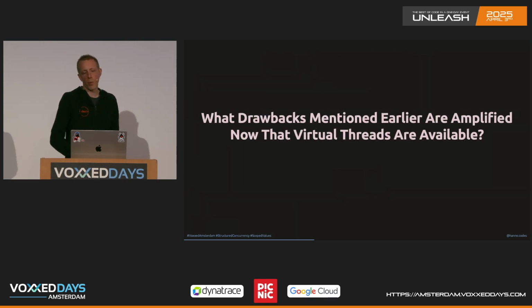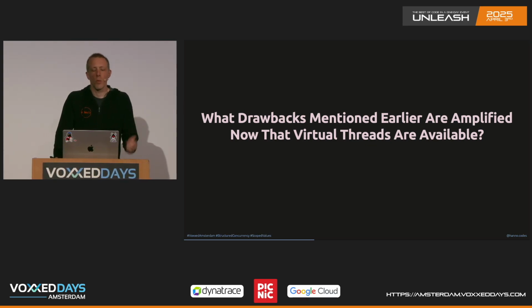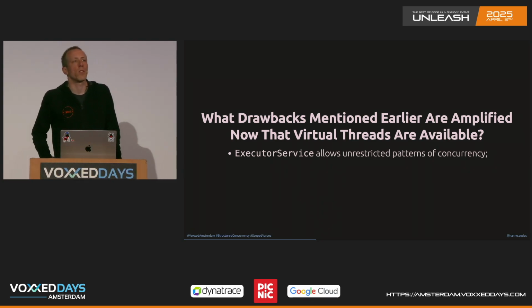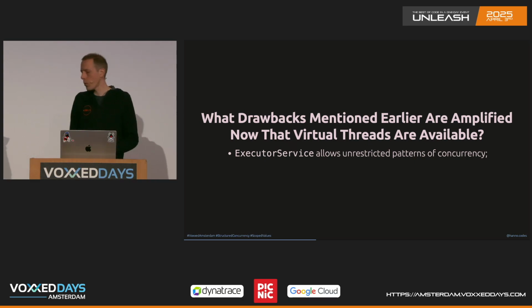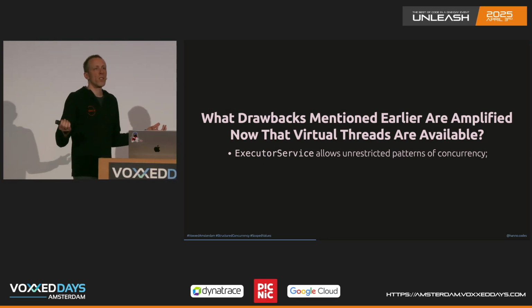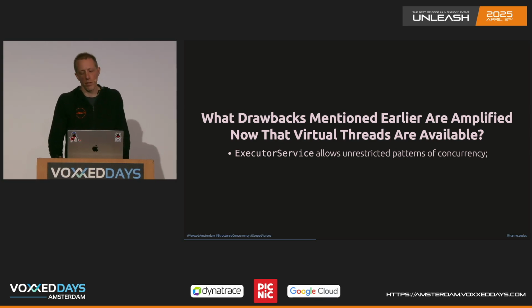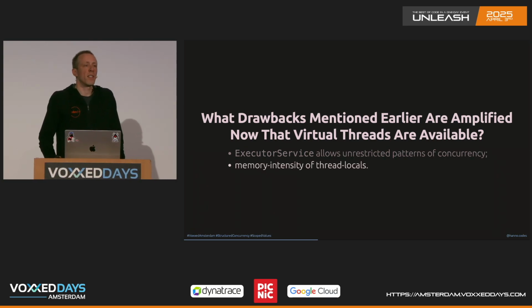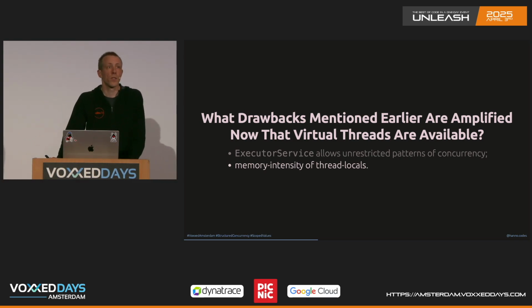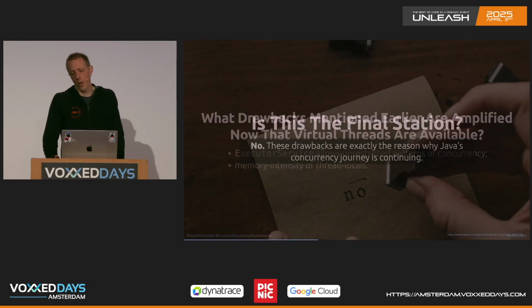Okay, we mentioned a few drawbacks earlier, but now that virtual threads are available, what drawbacks are amplified and what drawbacks do we need to address? Well, I think it's this one. ExecutorService allows unrestricted patterns of concurrency. This was the one-way jump, right? The go-to statements, but then in concurrency land. So that means that if you've increased the number of threads because you're switching to virtual threads, this drawback will amplify. And of course, the memory intensity of ThreadLocals, because if your thread count increases, which is a logical thing for people who want to use virtual threads, then more ThreadLocals will be copied in theory.